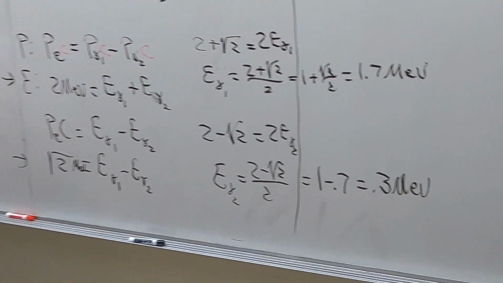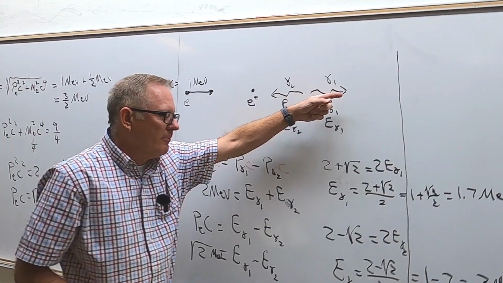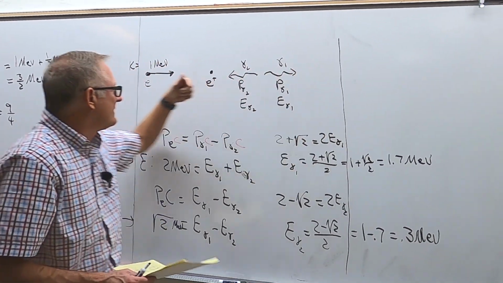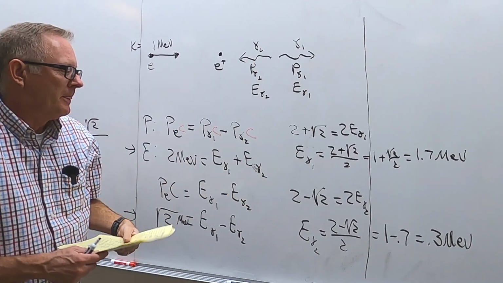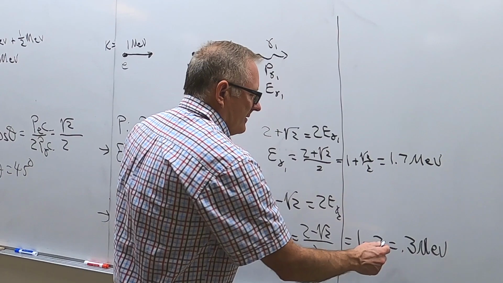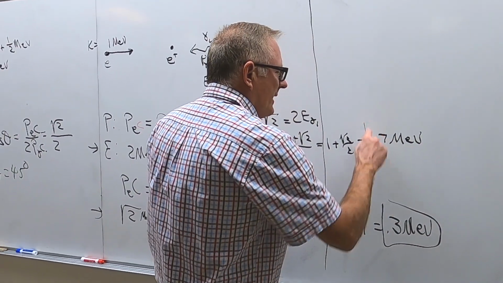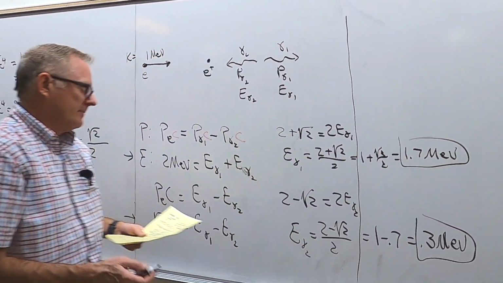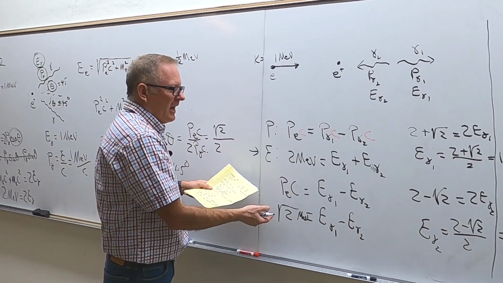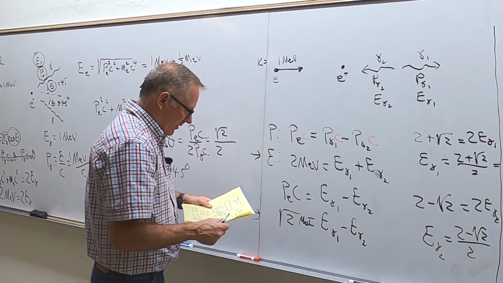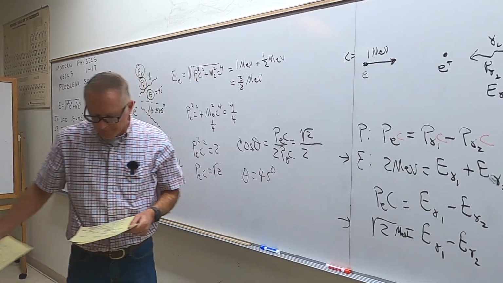Okay, so E gamma 1, you can see that this one's got to carry most of the momentum. Why? Because this thing was going this way to begin with. This one has to have more momentum than that one. This one has 0.3 and this one had 1.7. Again, you notice we're not even touching velocity unless they really ask for it. I'm not going to go near it.